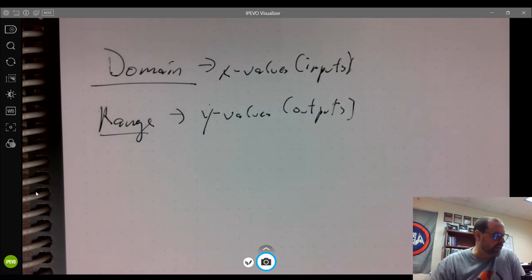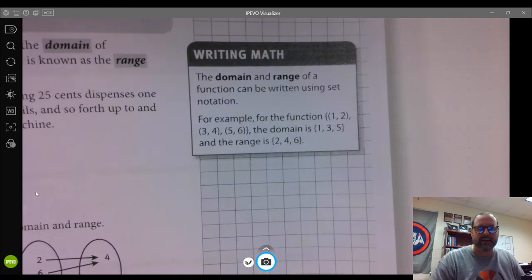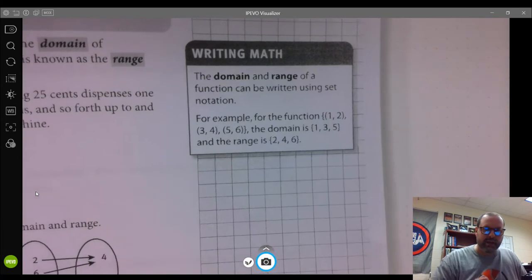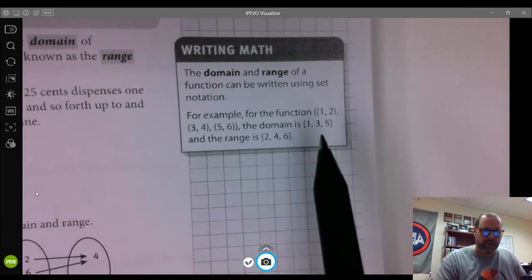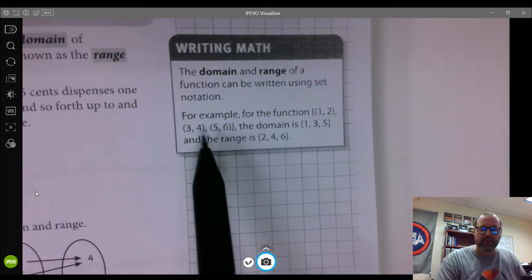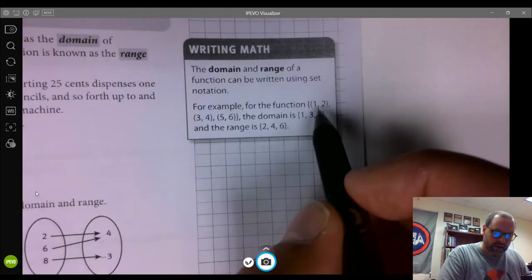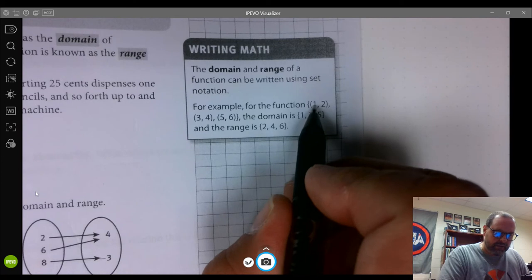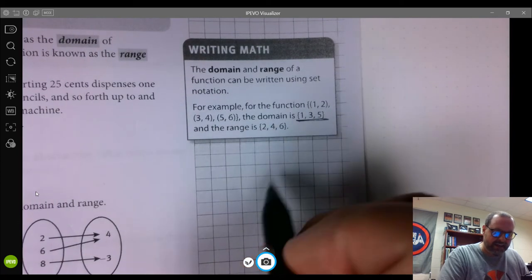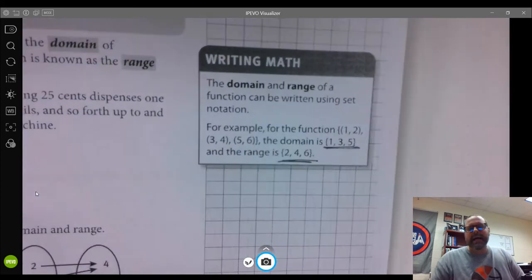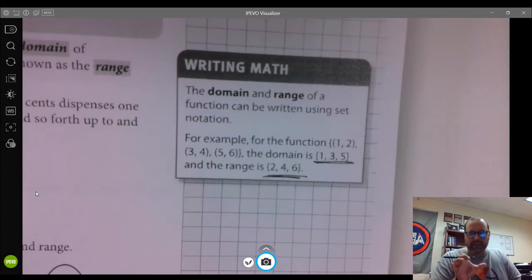When we're looking at them, we're going to write them in what we call set notation. A function, we write it with squiggly brackets, or parentheses, I call it. The ordered pairs are 1, 2; another one is 3, 4; another one is 5, 6. If I wanted to write the domain of this function, and I know it's a function because there are no repeated X values, the domain is the X values: 1, 3, and 5. Notice I just list them there. The range is 2, 4, 6. Right now, we're just going to have a whole set of numbers listed.